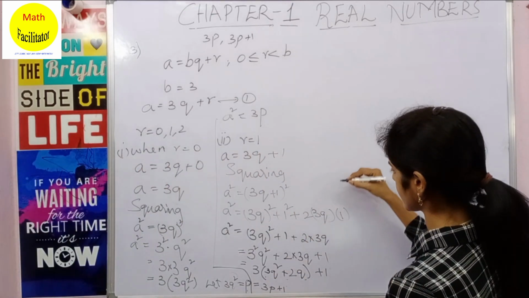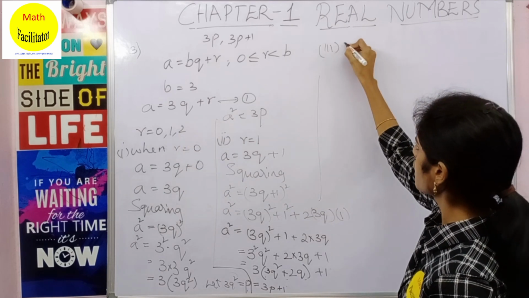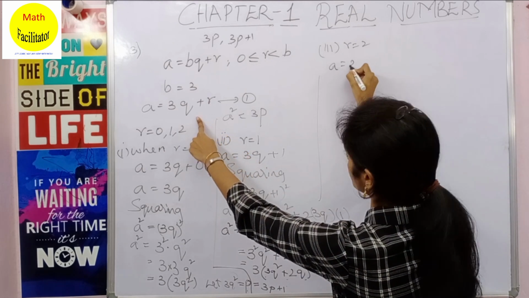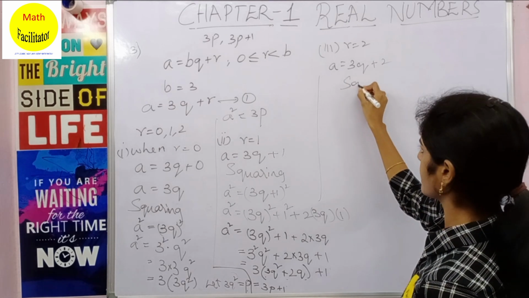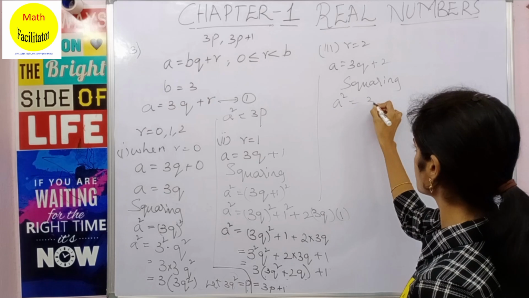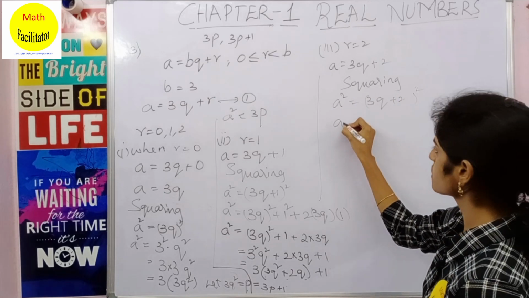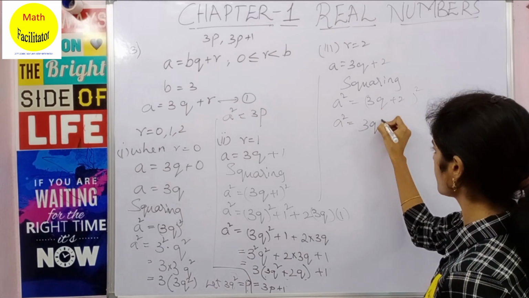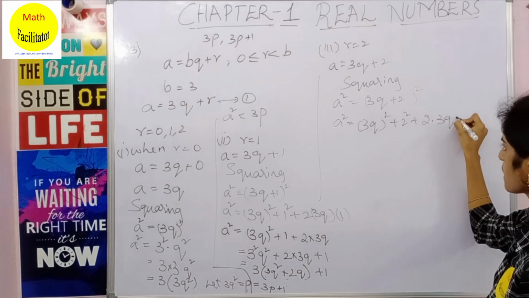Now let us take the last case. In the last case you have r equal to 2. So case 3, when r equal to 2. What is this equation? It is a is equal to 3q plus 2. Clear? Now you will square. Squaring on both the sides, what do you get? A square is equal to 3q plus 2 whole square. So this is of the form a plus b whole square. So it is a square plus b square plus 2ab.